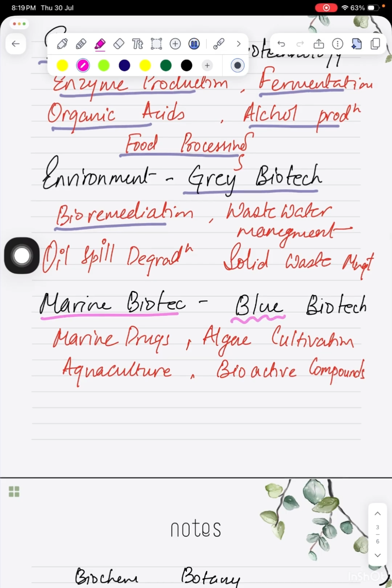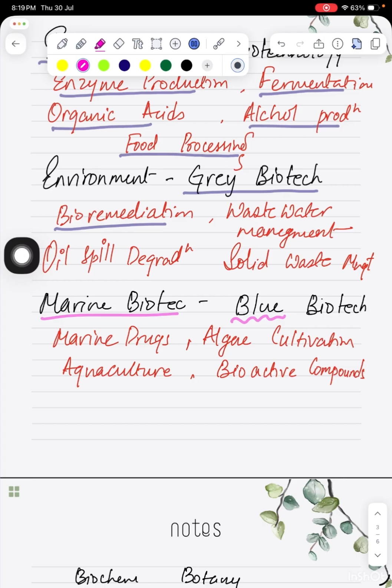Okay, so now the last, that is marine biotechnology, which is called blue biotechnology, maybe because of the water that is blue, that's why it is named blue biotechnology. So different marine drugs are being produced, algae cultivation is there, aquaculture and bioactive compounds are there. So these are helpful for human welfare. Okay, so that comes under marine biotechnology, that is blue biotechnology.